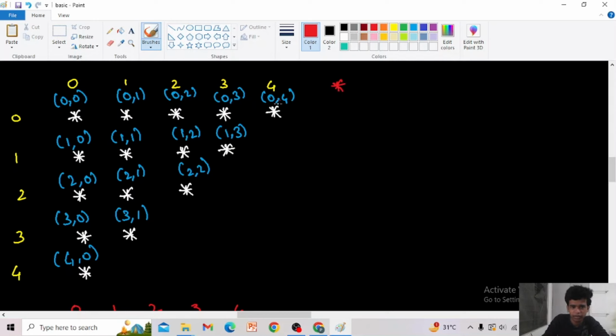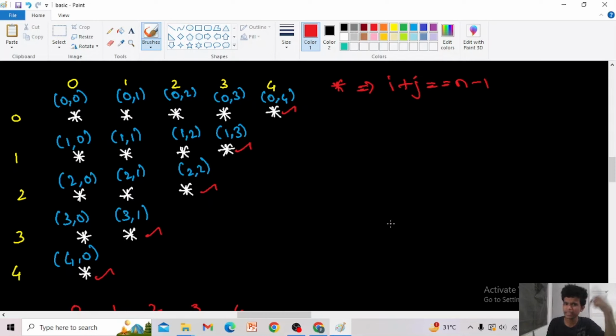I get stars. First of all, we can analyze this, and this, and so on. Now, by observing all of these, I can say, yes, whenever my sum of i and j is equal to n minus 1, I want to print star. So this is my first observation.